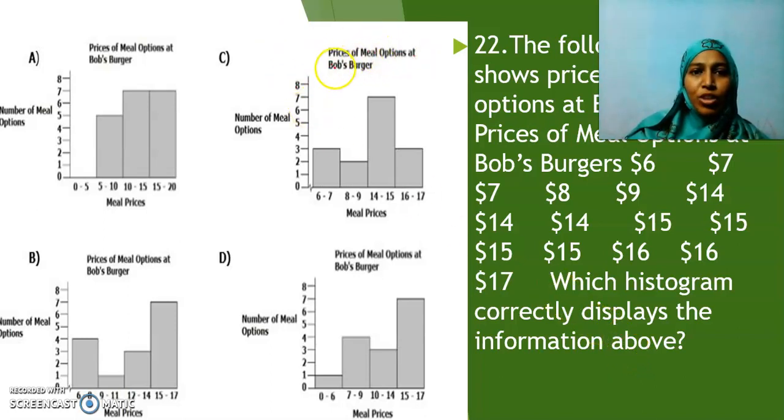Okay, prices of meal options at Bob's Burgers. The burger costs rupees 6 to 7. Can I have a histogram by breaking the intervals? No, children. Here, see, 6 to 7, then 7 to 8 there is no entry at all. So this is wrong. We cannot have this option. 6 to 7, 8 to 9, then 10, 11, 12. No, they have not given any data regarding the prices between 10 and 13.